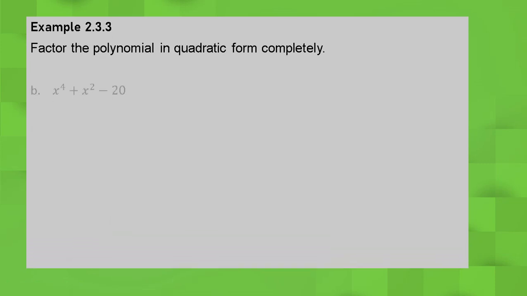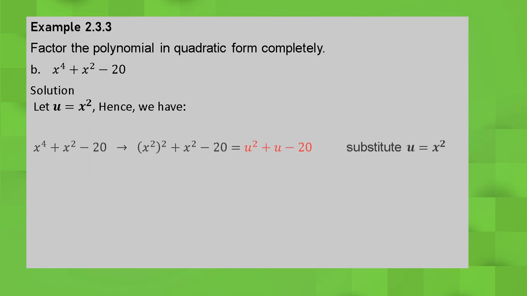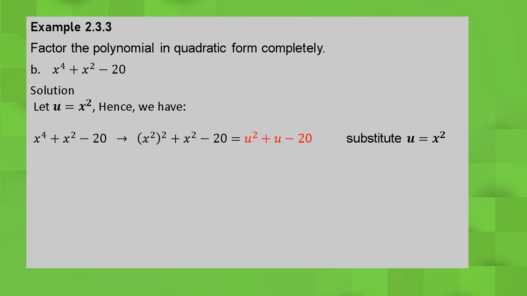Another example, x to the power 4 plus x squared minus 20. Let u equals x squared. Ato na gamiton niya. So, x to the power 4 plus x squared minus 20. So, this is just the same as x squared. Diba kay, ang x to the power of 4, x squared to the squared. Kay 2 times 2 is 4 plus x squared minus 20. Since we'll use u for x squared, so substitute lang na si u for x squared, we have u squared plus u minus 20. Okay, diba? This is u. U to the power of 2, so u squared.